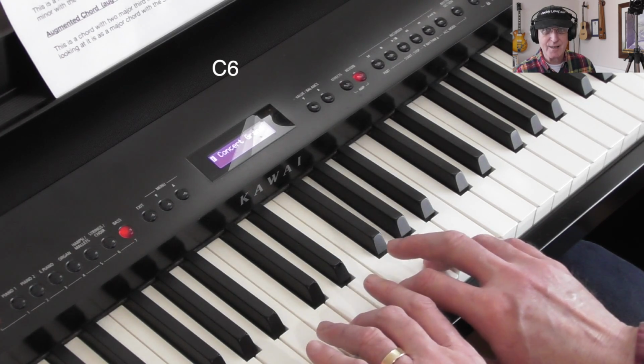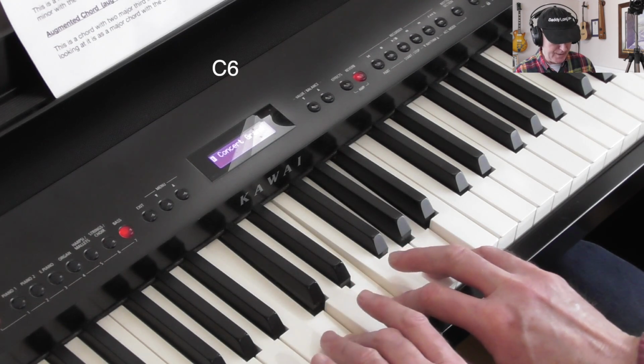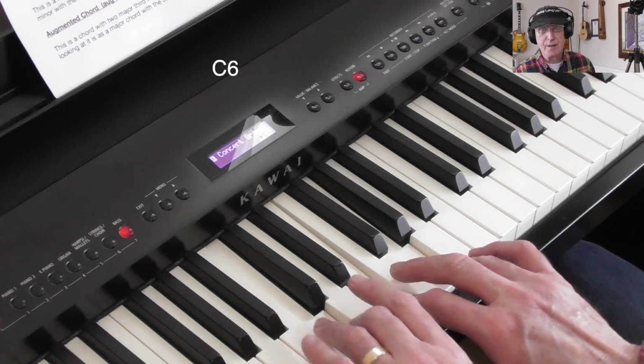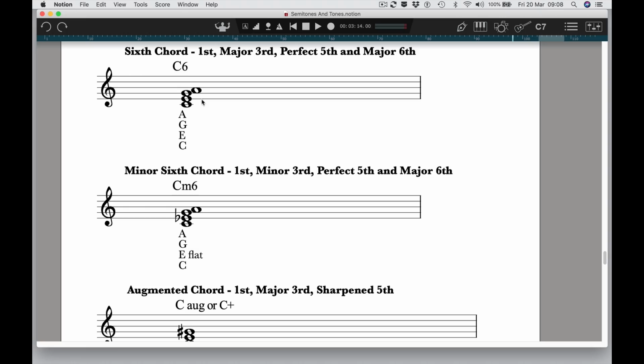So C6th, C6 or C6th you could say, is the major chord, first major third, perfect fifth with the major 6th note. So it's a very straightforward chord. Here it is on the software. So C, E, G and A.